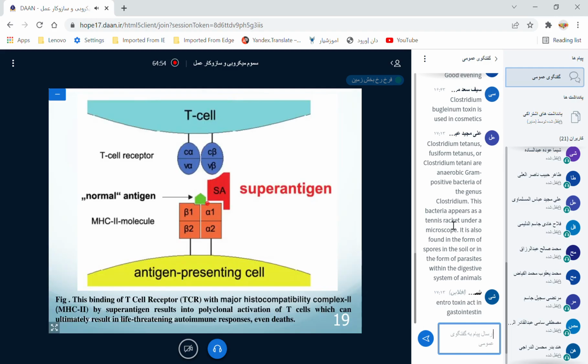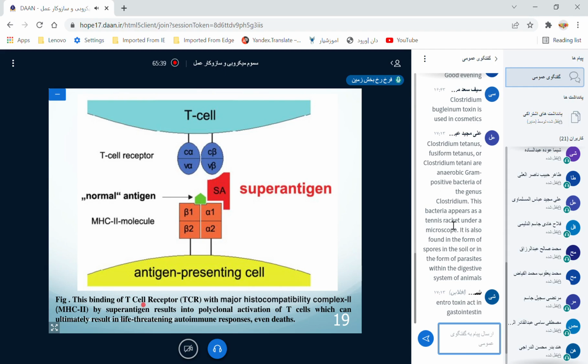So this is the T cell, this is the antigen presenting cell, these are the T cell receptors, these are the MHC2 molecules. We told you that the superantigen, which comes as an exotoxin of some bacteria, connects to V beta of the T cell receptor of the T cell and alpha 1 of the MHC2 molecule of the antigen presenting cell and activates the T cell so much.